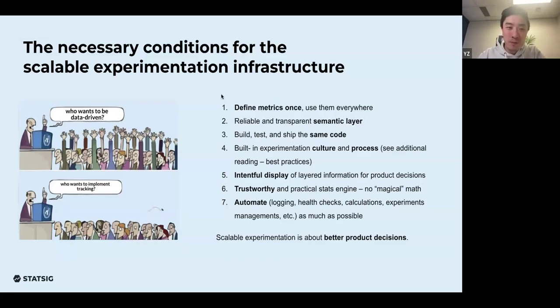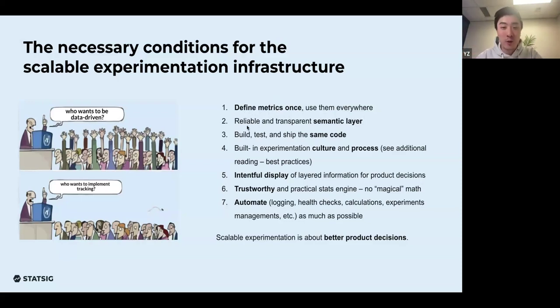So for organizations with scalable experimentation infrastructure, first, you can define metrics once and use them everywhere. So you only need to do one definition. And each time you do new experiments or dashboards or whatever that needs metrics, you can just call that metric. You don't need to define it multiple times.